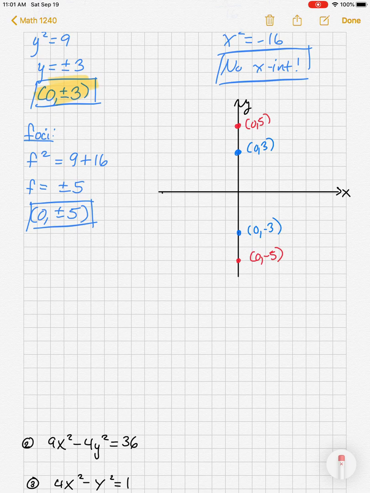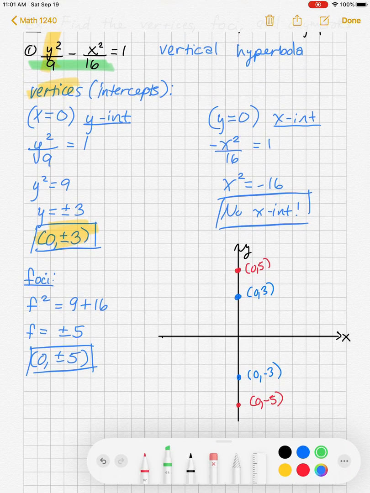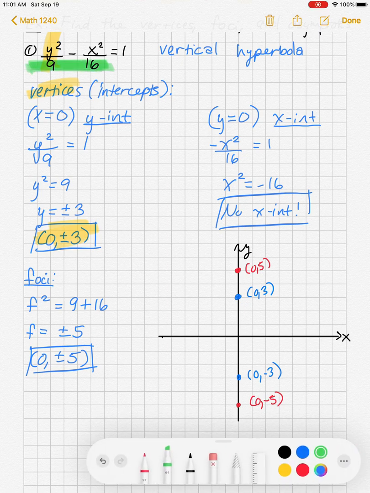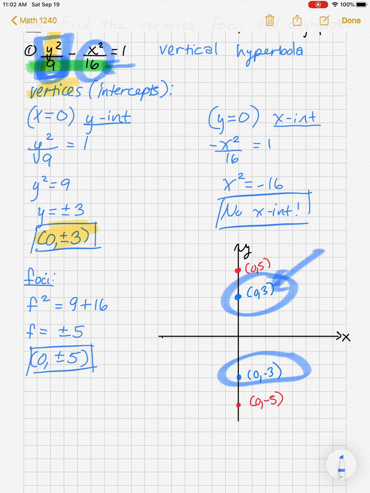So let's see how we can find those. Again, I'm using the numbers underneath the variables. You see how I already used the 3? That's what told me the intercepts, right? I haven't used the 16, which gives me a 4, because I look at the square roots of these numbers. So the 9, I took the square root of that. That gave me the intercepts.